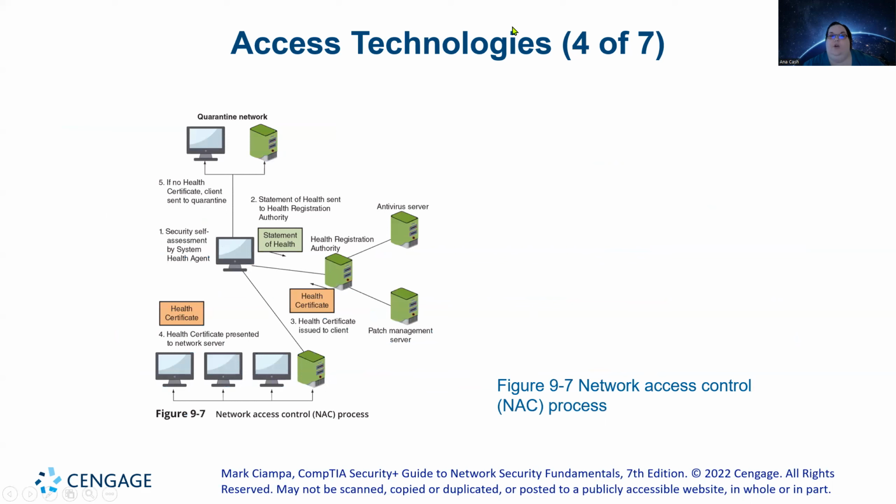So this is just your nice breakout of what you have here. You see number one starts out here, so self-assessment by system health, to statement of health, to health registration authority. And you see that go out here, and you have your health certificate, and then it presents back to the network. And then if no health certificate, you've got your little quarantine network it's talking about.